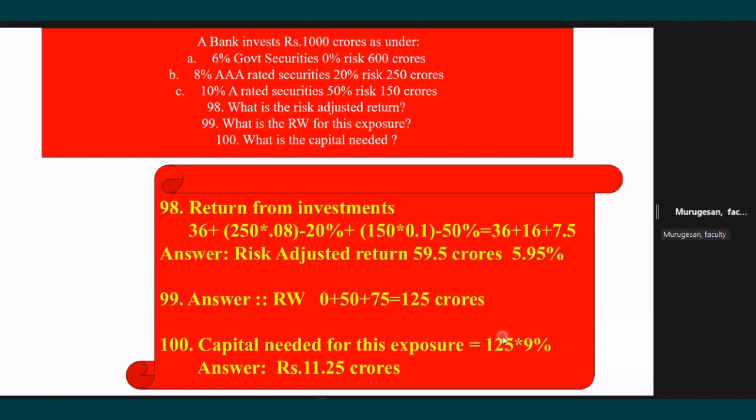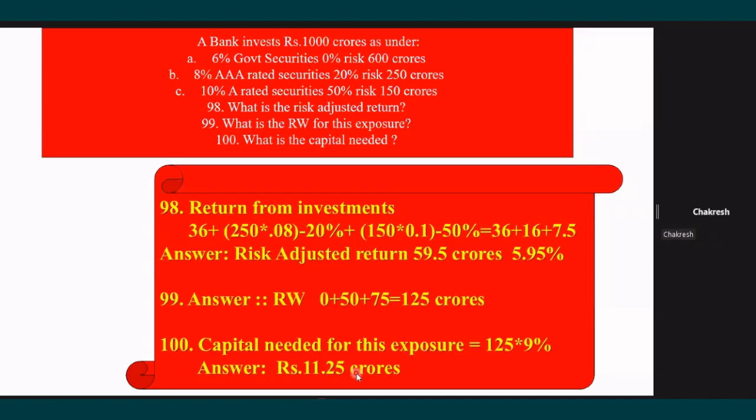Now how much capital is needed? Capital needed will be based on risk weight. Capital needed will be based on risk weight. So 125 crore into 9%, you'll get 11.25 crore. Understood or not? Yes, sir. Okay, friends, understood or not?